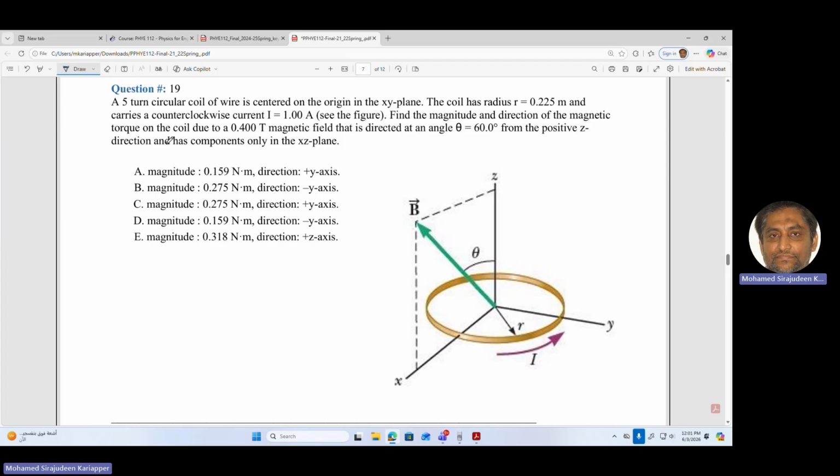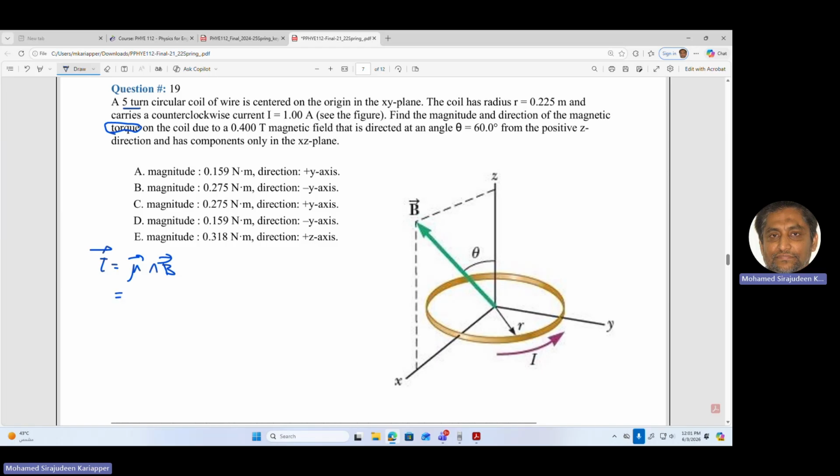Let's say, okay. A 5-turn circular coil of wire is centered on the origin of its xy plane, and the coil has a radius of 0.225 and carries a current. So find the direction of the magnetic torque. So we have to find the torque, right? So we go like this. Torque is equal to mu cross B. So vector, right?